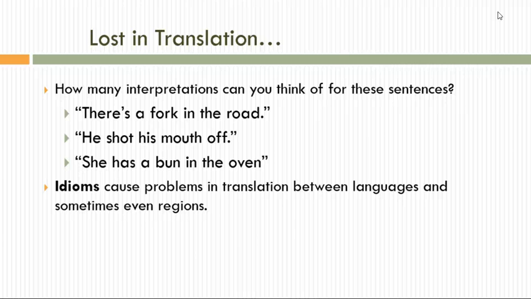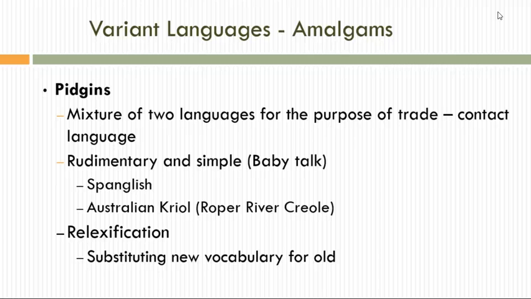So these are real problems in translations between languages, and sometimes even between regions, right? And especially if you think about the South. The South has lots and lots and lots of things that are problems for people speaking, quote, the same language in other places. Now, other variant languages are going to include amalgams, right? An amalgam is a mashup of two languages. And the first amalgam that you will encounter in this sort of evolution of language is a pidgin language. And that is a mixture of two languages, again, for the purpose of trade. And so you have this kind of contact language.